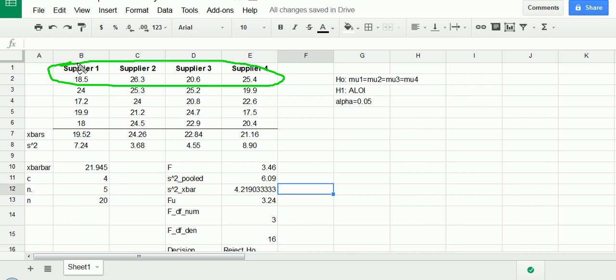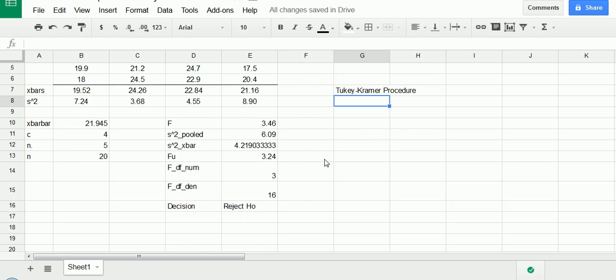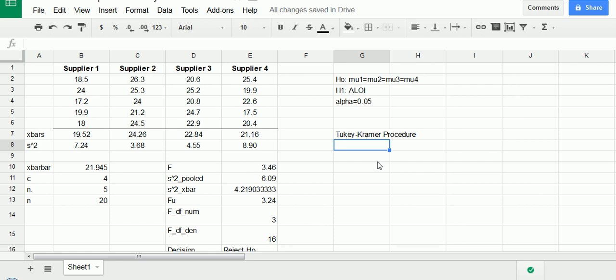Okay, that's interesting, but what that doesn't tell us is which of these suppliers is different than which of the other suppliers. To do that, there is a follow-up procedure. Sometimes people go directly to this procedure, but I'll do it as a follow-up, called the Tukey Kramer procedure. Here I'm going to do the Tukey Kramer procedure because I rejected the null hypothesis in my one-way ANOVA. Okay? So, Tukey Kramer procedure.